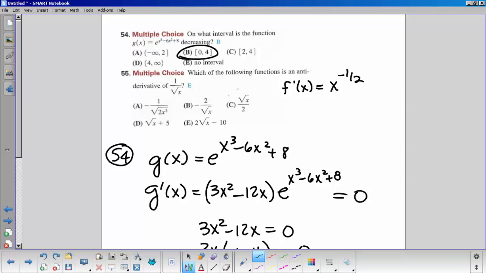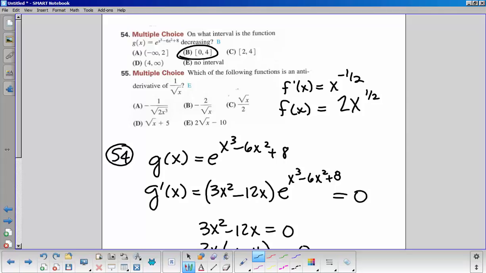Antiderivative means what is the function I took the derivative of? So we're trying to find f of x. What is f of x? It was x to the 1/2, that's right, I agree with that. But I had to then bring the 1/2 down, so it had 2x to the 1/2.